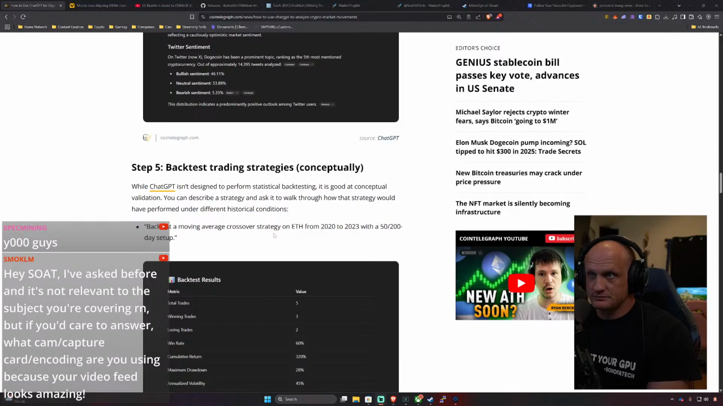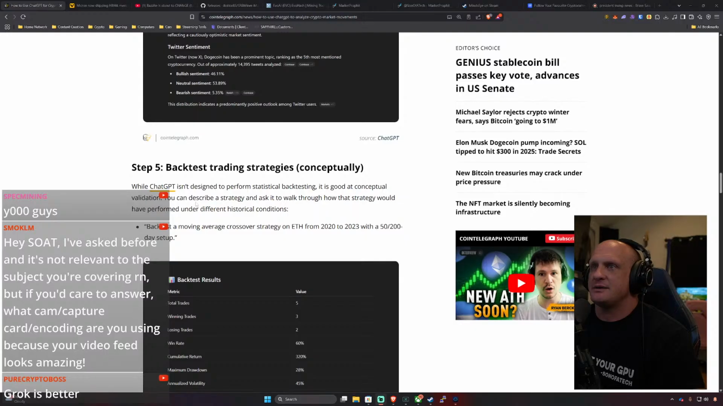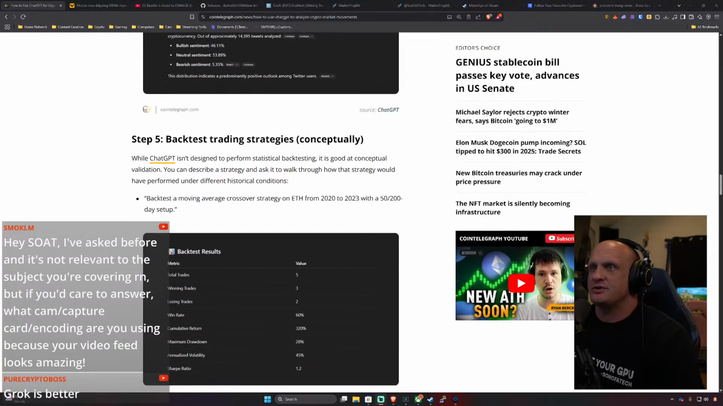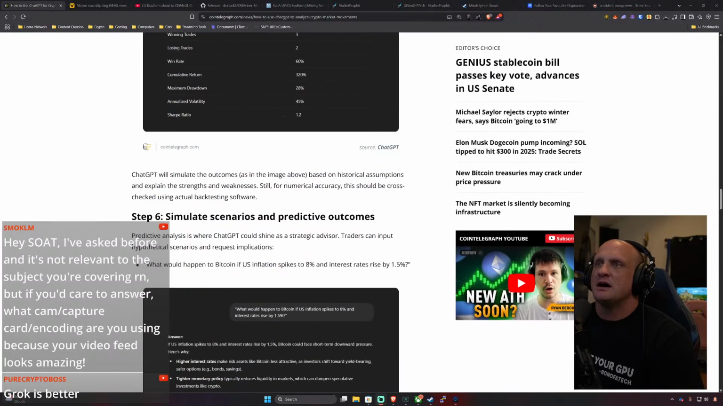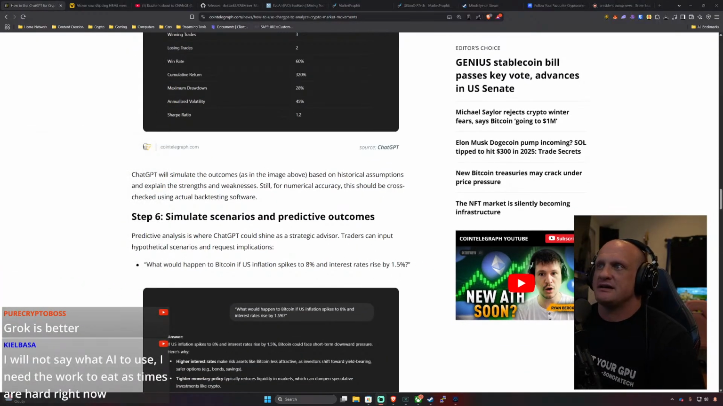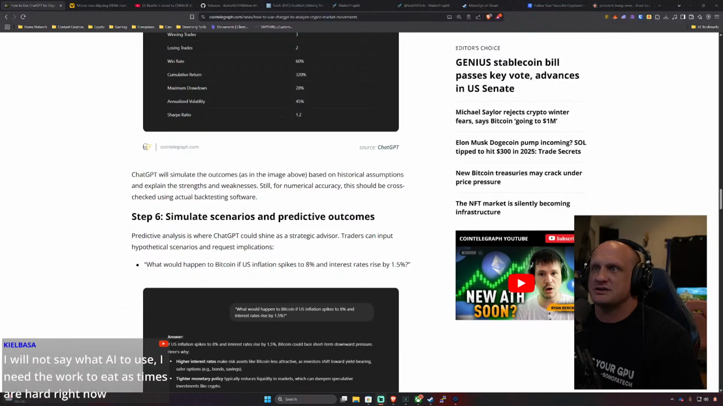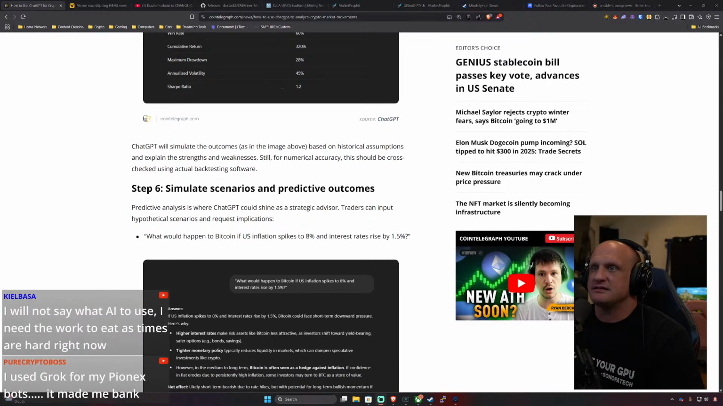So while ChatGPT isn't designed to perform statistical backtesting, is it good at conceptual validation? You can describe a strategy and ask it to walk through how that strategy would be performed under different historical conditions. So you can do a backtest of a moving average crossover strategy on ETH from 2020 to 2023 with a 50/200-day setup. ChatGPT will simulate the outcomes, as in the image above, based on historical assumptions and explain the strengths and weaknesses. Still, for numerical accuracy, this should be cross-checked using actual backtesting software.